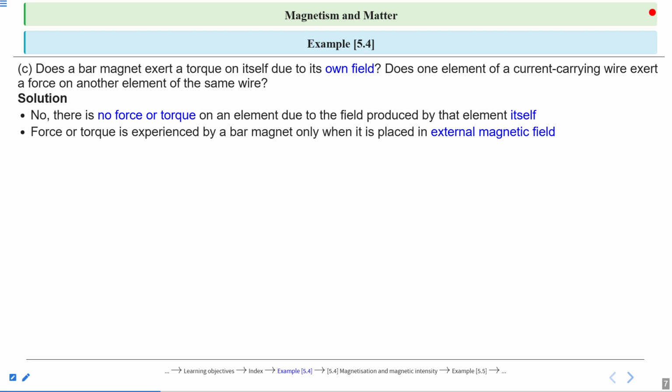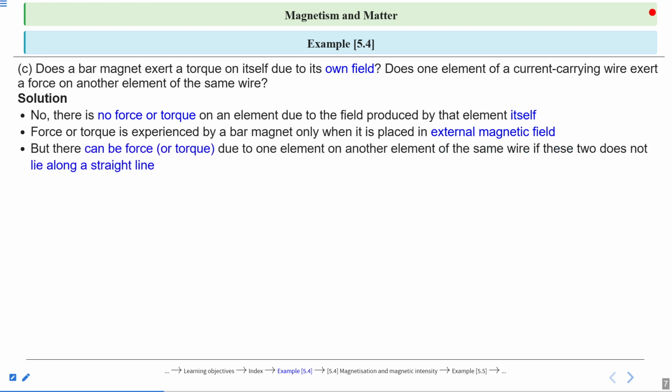Because the magnetic field is in the form of loops. Outside the magnet, it originates from north and ends at south, and in the magnet it originates from south and ends on north. Okay, so how can this magnetic field produce a force on the poles? So force or torque is experienced by a bar magnet only when it is placed in an external magnetic field.